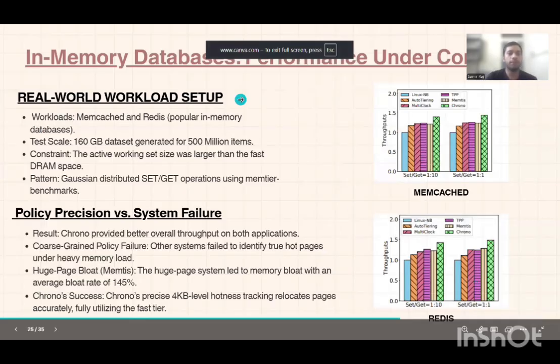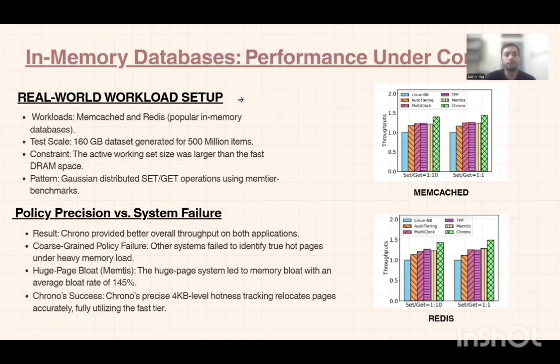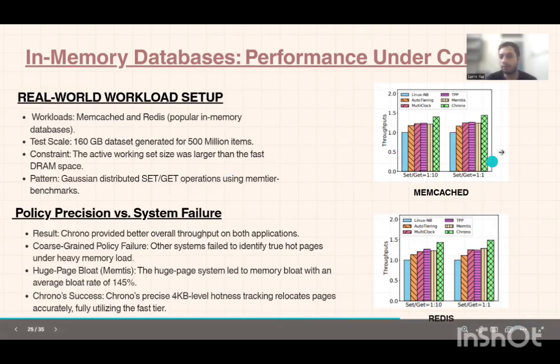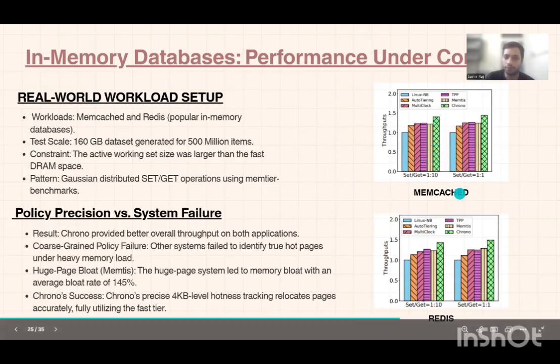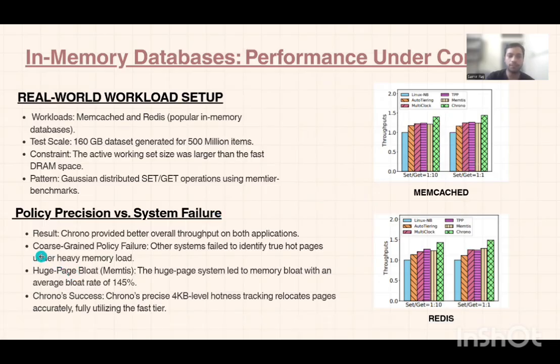Now we move on to real world simulation. A 160 GB dataset was used on Memcached and Redis. Get and set operations were performed. As we can see in the graph, Chrono, the green bar, has the highest throughput in both workloads compared to other processes. The major failure of other processes, first cause, was coarse-grained policy failure.